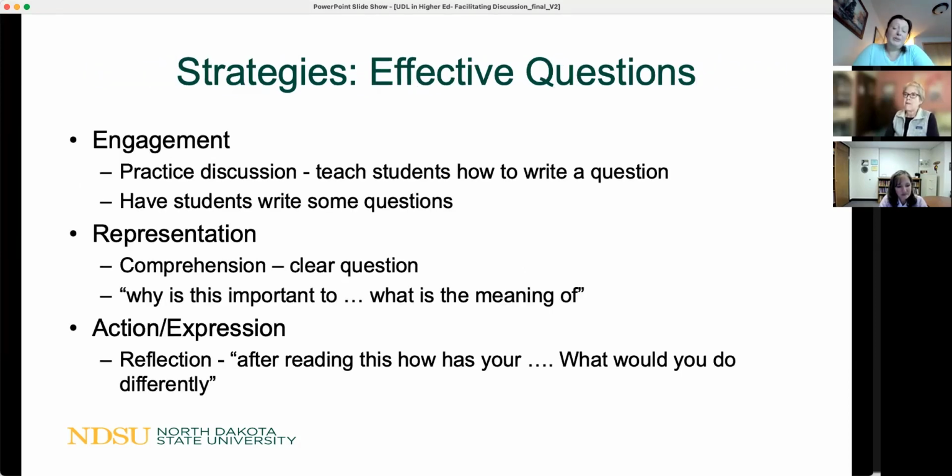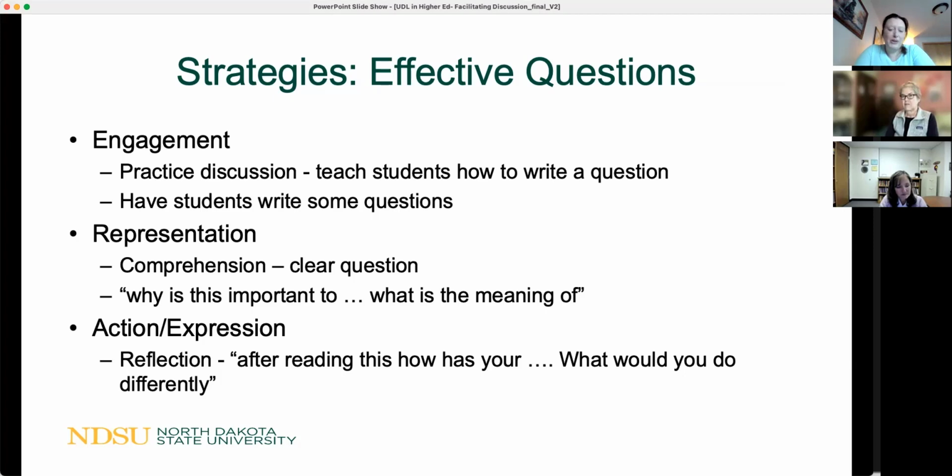So again, following this UDL framework, engagement. So have your students practice discussion, teach your students how to write a question, maybe allow them an opportunity to come up with a question, like Stacy said, assigning roles. So maybe one week have a student actually come up with 2 questions for the readings or the chapters. If the students actually are writing the questions, they may know how to answer them and come up with good responses.